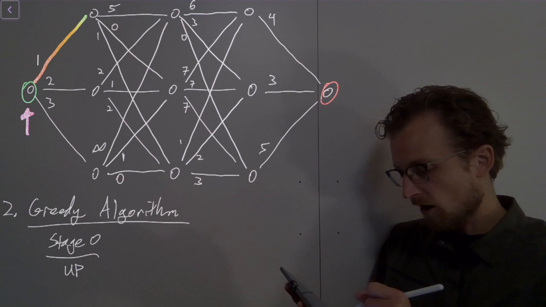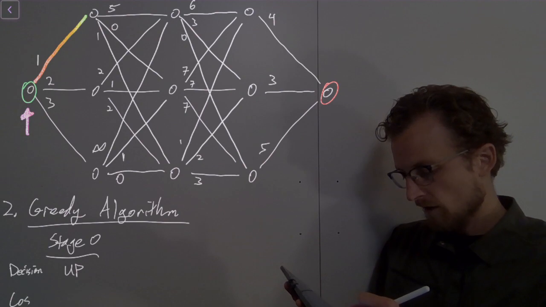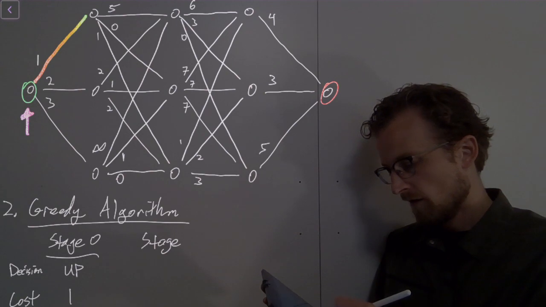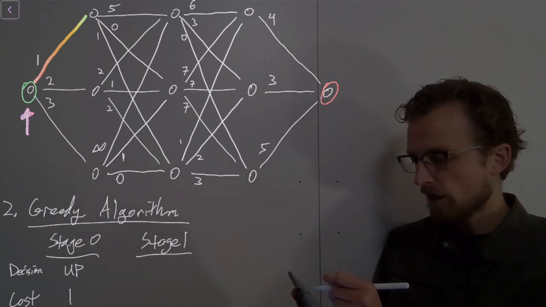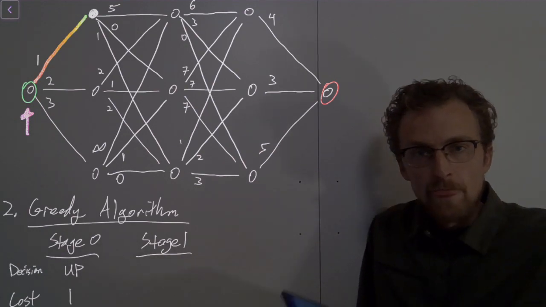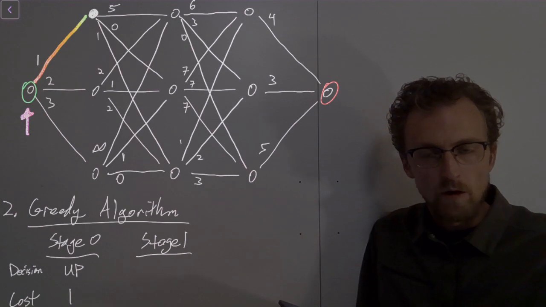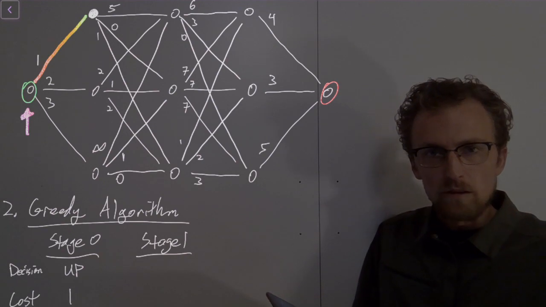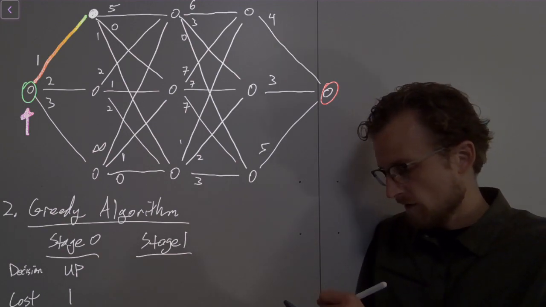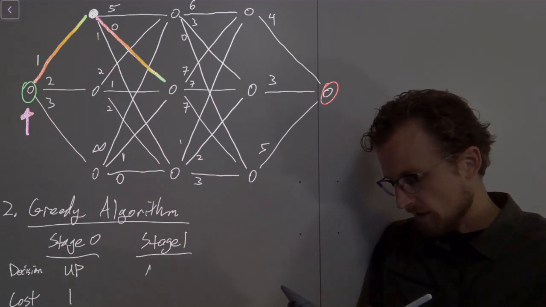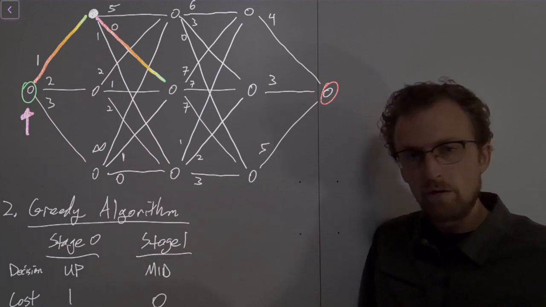Up, and the cost, so here our decision is up, and our cost is 1. All right, so in stage 1 now, having made the choice up, now we're in this node. We have 3 choices in front of us, one with a cost of 5, one with a cost of 0, and one with a cost of 1. So let's take the one that increases our cost the least, which is middle, right? It's the one with the cost of 0. So the cost of 0 is this edge here, and that takes us to middle, and it has a cost of 0.